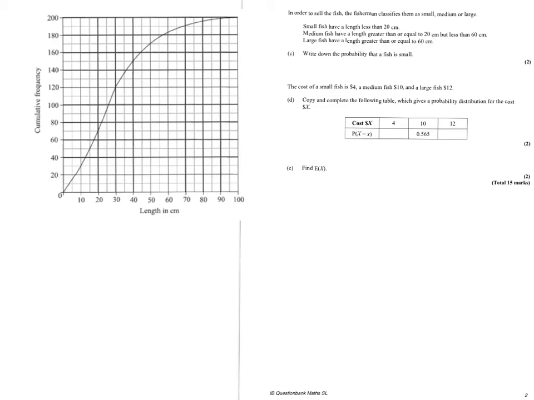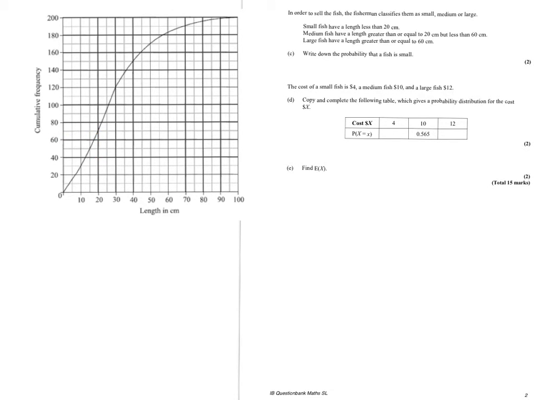Okay, so the next part of this problem says that the fisherman is going to classify these fish as small, medium, or large with the following classifications. Small fish being less than 20 centimeters, medium being greater than or equal to 20 but less than 60, large being greater than or equal to 60. It says write down the probability that a fish is small. So we're trying to find out how many fish are small, and then we can find the probability of that. Small fish have a length of less than 20, so 20 centimeters is our unit. We're looking along this x-axis for 20, and we're going to take that 20 and follow that up and over.